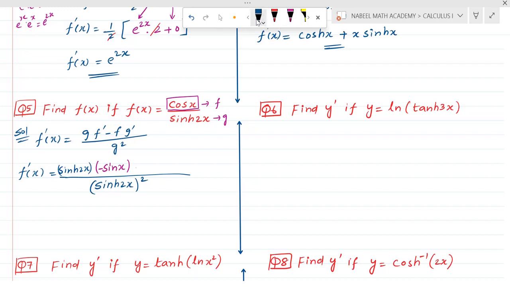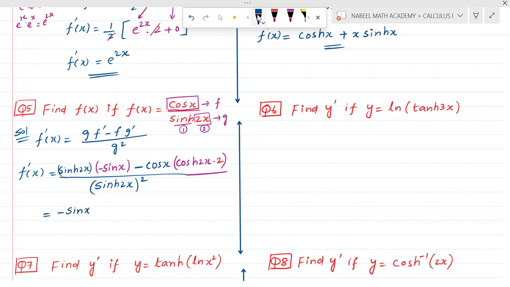Next, minus f fixed, cosine x is fixed now. What is the derivative of sine h2x? The derivative of sine h2x is cosine h2x. This is done. Now you have to differentiate the inside. This is actually the chain rule. When you differentiate 2x, it becomes 2. So this is the final answer. You can write it as it is because you cannot simplify this part.